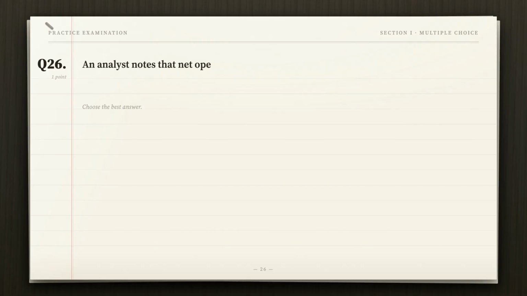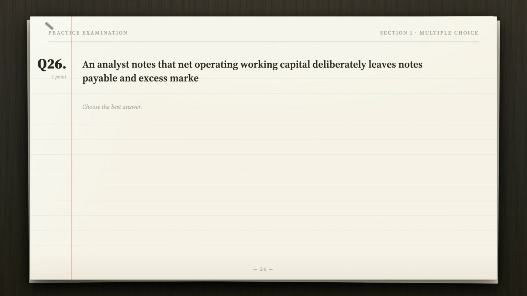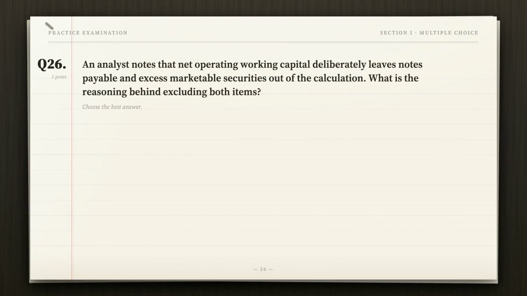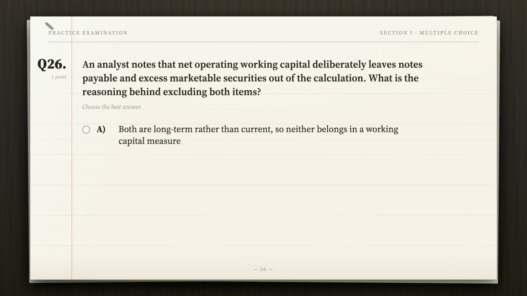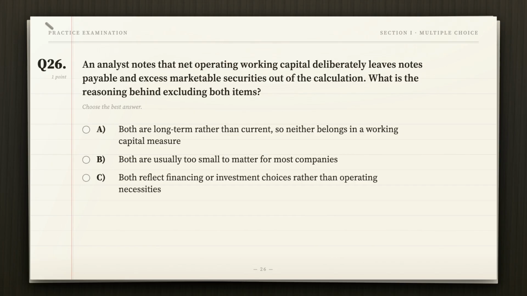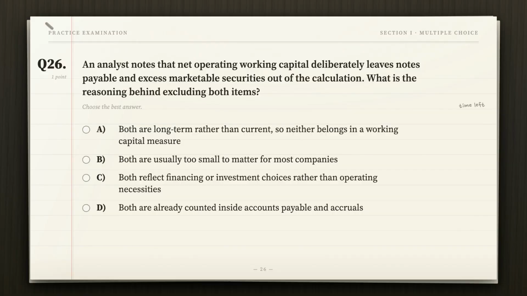Question 26. An analyst notes that net operating working capital deliberately leaves notes payable and excess marketable securities out of the calculation. What is the reasoning behind excluding both items? Your options are: A, both are long-term rather than current, so neither belongs in a working capital measure. B, both are usually too small to matter for most companies. C, both reflect financing or investment choices rather than operating necessities. D, both are already counted inside accounts payable and accruals. Take a second. Which answer would you pick?